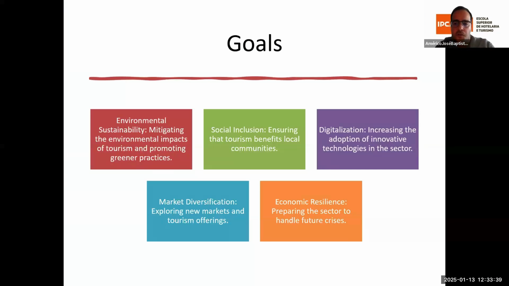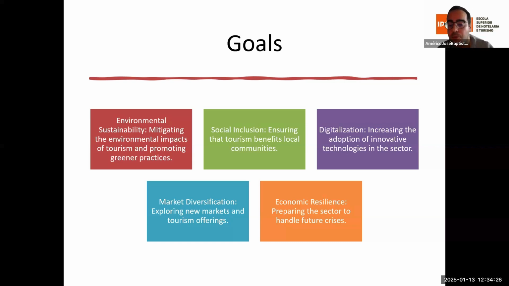The principal goals of this new strategy: the first one, environmental sustainability and social sustainability. Environmental sustainability, mitigating the environmental impacts of tourism and promoting greener practices. Social inclusion, ensuring that tourism benefits local communities. And the last three, digitalization, increasing the adoption of innovative technologies in the sector. Market diversification, like exploring new markets and tourism offerings.